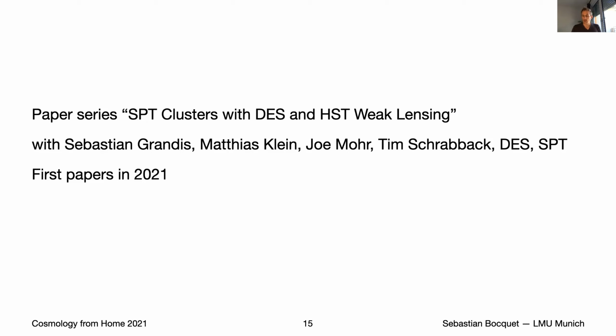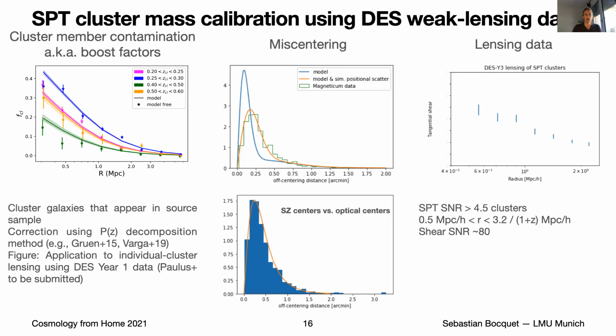In the following, I just want to highlight a couple of analysis building blocks that will go into this analysis. Let's start with the data side. There are 3 important aspects to the weak lensing of clusters that I want to highlight here. Let's go left to right.